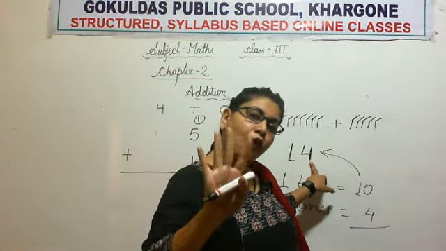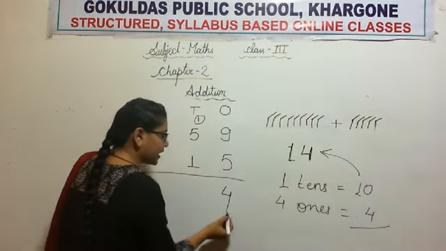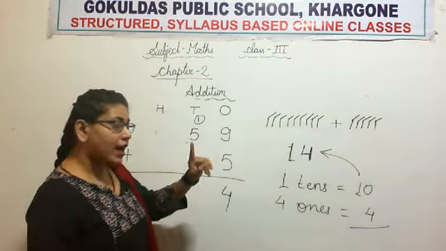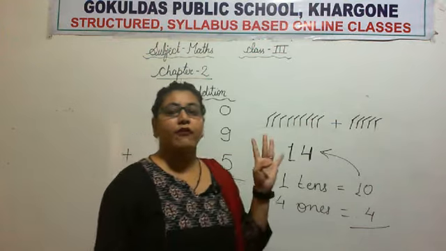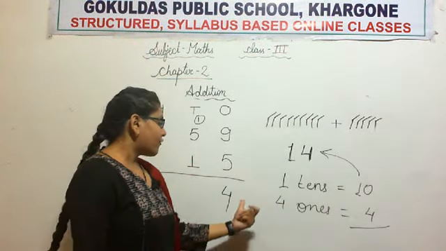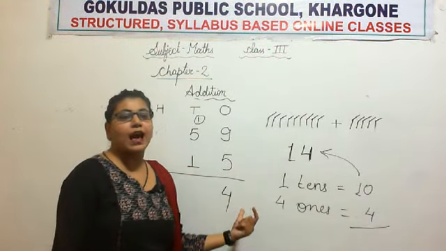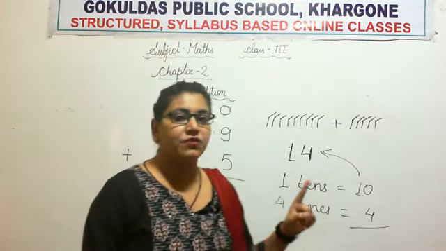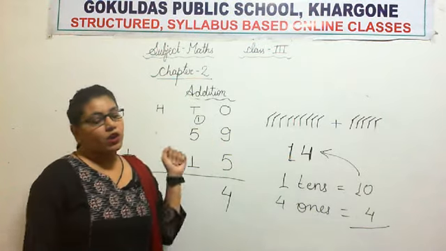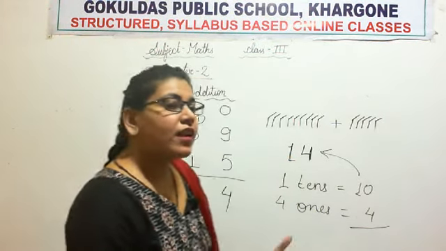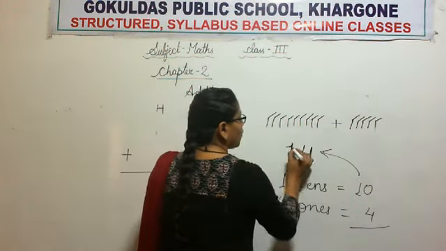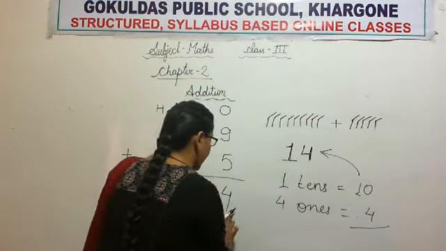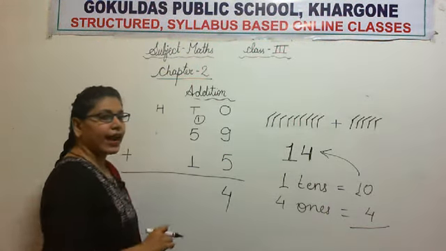So 14 has 4 ones and 1 ten. That is why we are writing 4 in the column of ones and 1 in the column of tens. 14 has 4 ones, that is why we write 4 below the ones column, and 14 has 1 ten, that is why we write this 1 below tens. Or, simply, we can remember it like this: we will only write 1 digit here and the next digit we will write here.